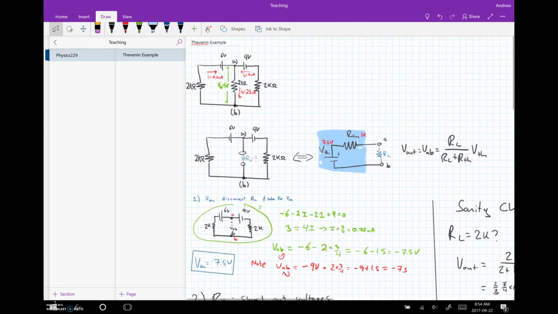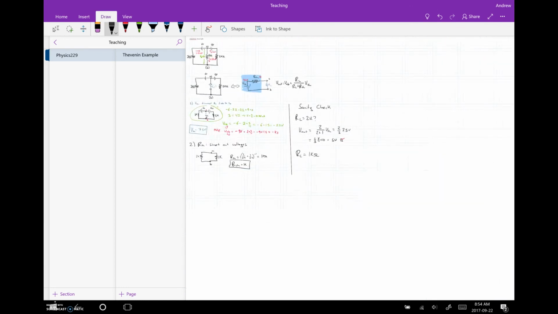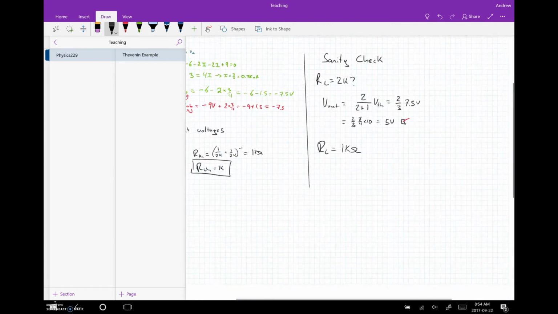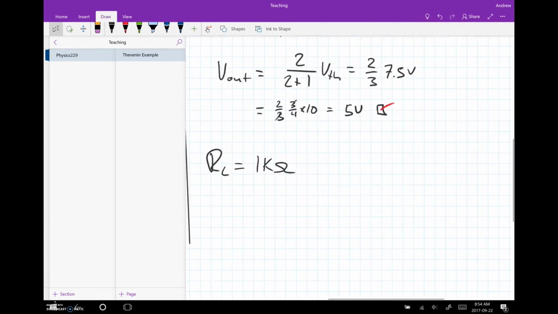Well, that's like this circuit that we originally had, except the central resistor is 1 kilo ohm instead of 2 kilo ohms. But now we can solve for it right away. What is our voltage from A to B? Now VAB is going to be equal to, that's our V out, 1k over 1 plus 1k times V Thevenin. That's 1/2 of V Thevenin. And that's going to give us 7.5 over 2, which is, if I can do math right, 3.75. I almost said 3.25. 3.75 volts.